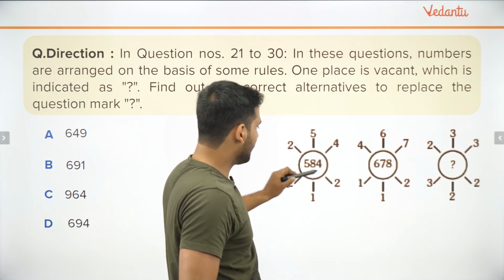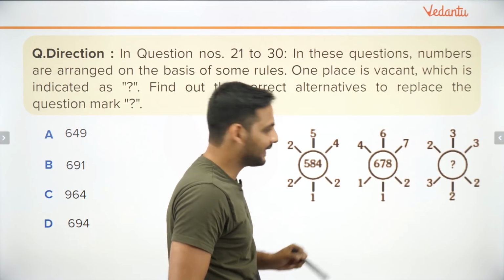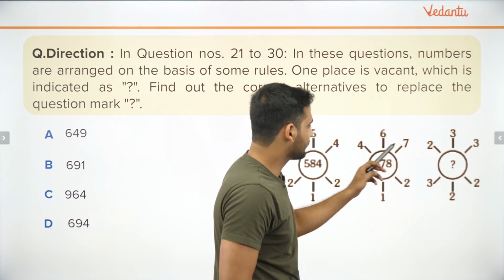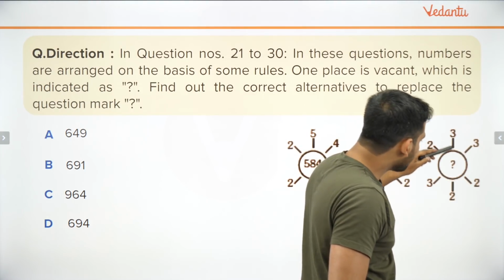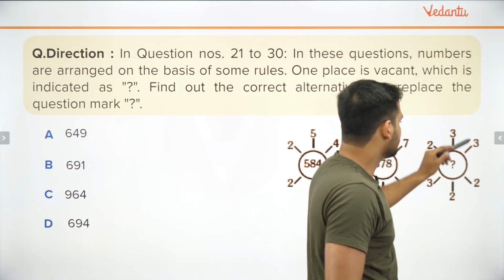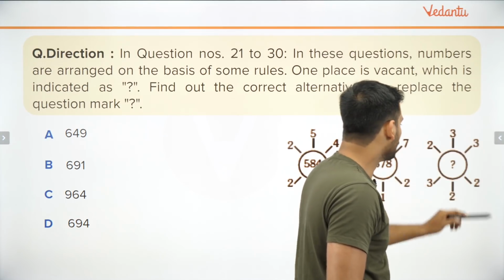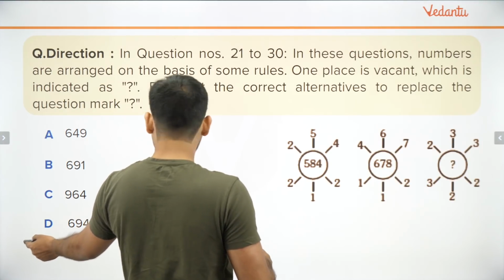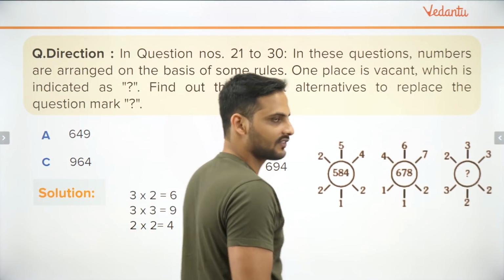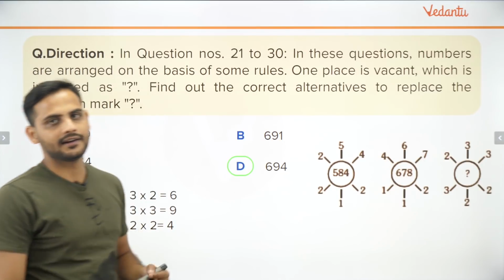4 into 2, 8. 2 into 2, 4. Now 6 into 1, 6. 7 into 1, 7. 4 into 2, 8. So here 3 into 2, 6, 3 into 3, 9, 2 into 2, 4. So 694, where is 694? Yeah, 694. So option D is your correct answer.